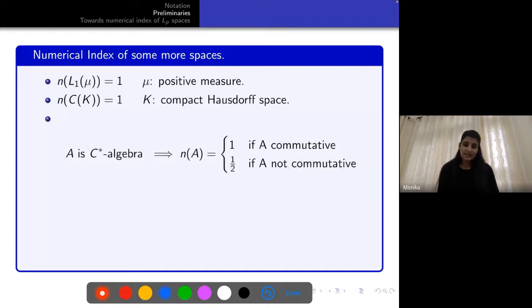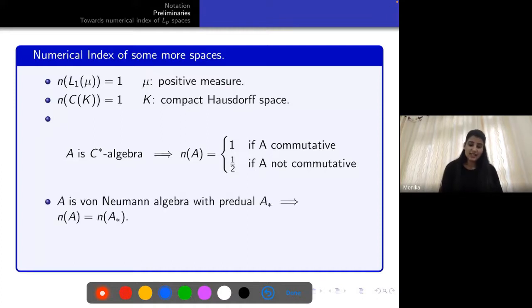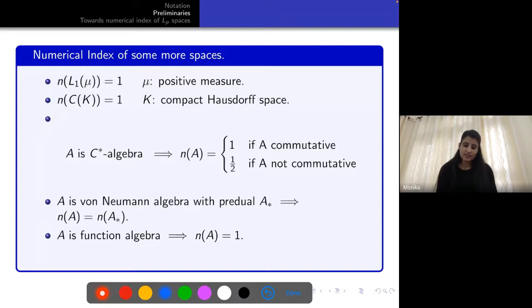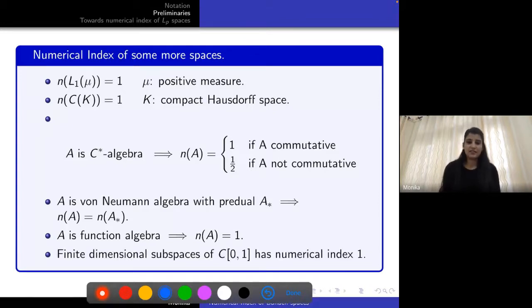The numerical index of a von Neumann algebra is the same as the numerical index of its pre-dual if the pre-dual exists. And for function algebras, the numerical index is again 1. And if we have a finite dimensional subspace of C0(1), its numerical index is 1. So this is a small list of spaces for which the numerical index is known.